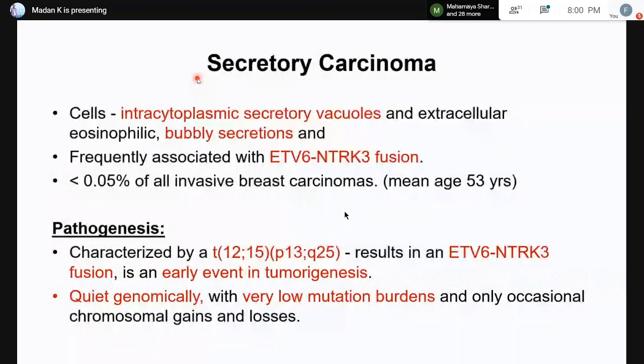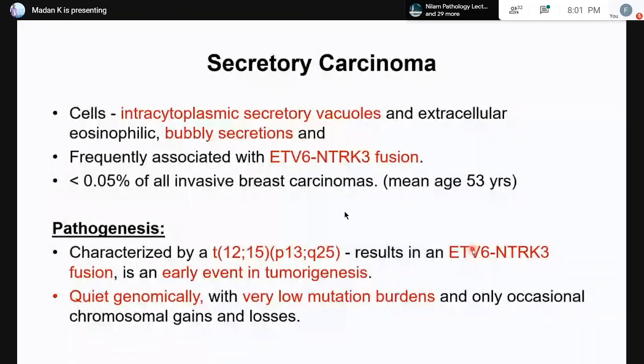This ETV6-NTRK fusion is also seen in many other tumors, if you can recall, but in breast it is seen only in secretory carcinomas. So pathogenesis, these tumors are characterized by translocation t(12;15), which corresponds to fusion of ETV6 and NTRK, which is thought to be an early event in tumorigenesis. That means this fusion is seen in both in situ as well as invasive carcinomas. Genomically, these tumors are quiet, that is, they have a very low mutation burden.